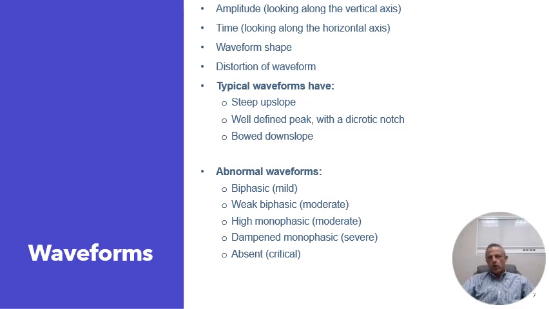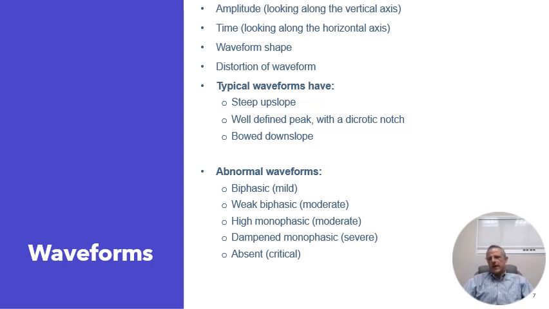And when you are performing a reading, and that's what you're billing for when you bill for an ABI reading, you are looking at the waveforms, which give you information about the flow. So we look at the amplitude, which is the vertical axis. We look at the time, which is the horizontal axis, the waveform shape, and then distortions in the waveform. Typically, a normal waveform will have a steep upstroke. There will then be a very well-defined peak, a dicrotic notch, and a bowing to the downslope. These are all items that we'll examine here in a moment.